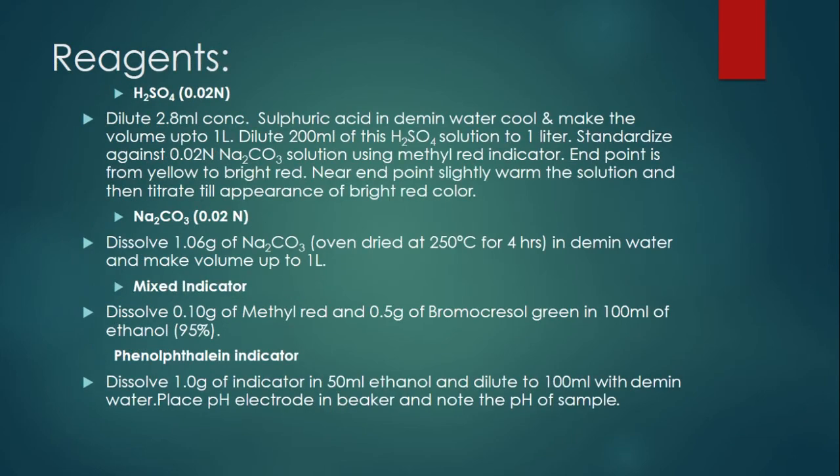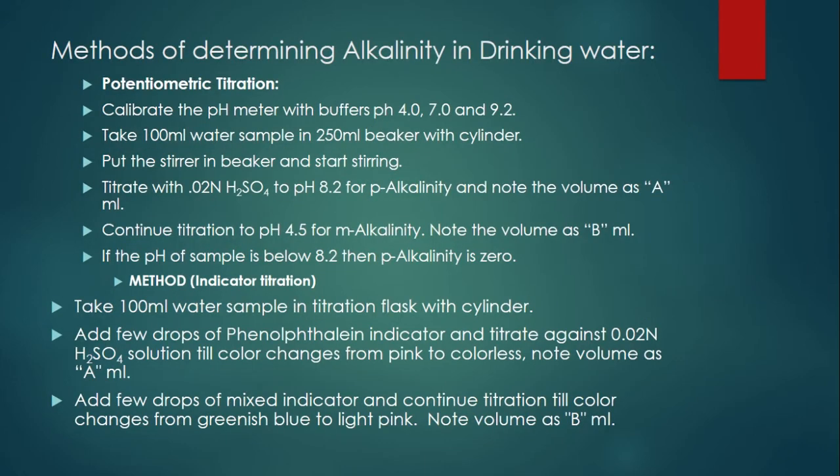What reagents are required for alkalinity measurement? The first one is sulfuric acid, 0.02 normal. The second one is sodium carbonate, 0.02 normal. The third one is mixed indicator, including methyl red and bromocresol green indicator. And phenolphthalein indicator.